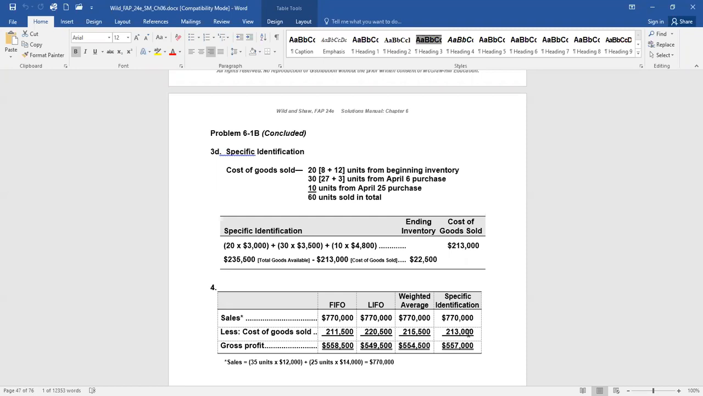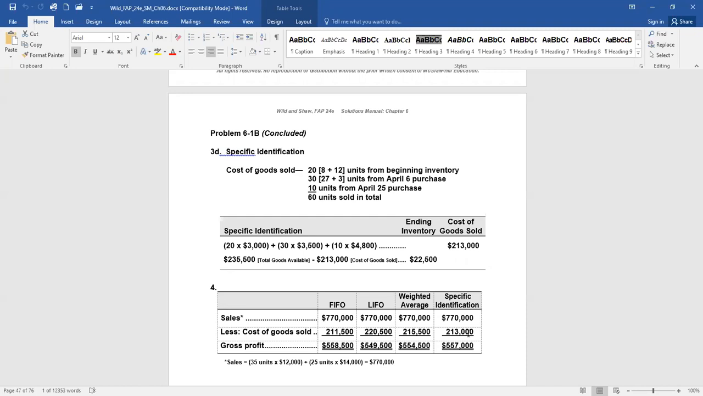The complete opposite happens to LIFO. So if you're trying to save on income tax, you want the lowest profit, you want to use LIFO because it gives you normally the highest amount of expense, $225,000 here. But it also causes your profit to be at the lowest point, $549,500. Weighted average is usually always in the middle somewhere. So it's a little bit of each, right?